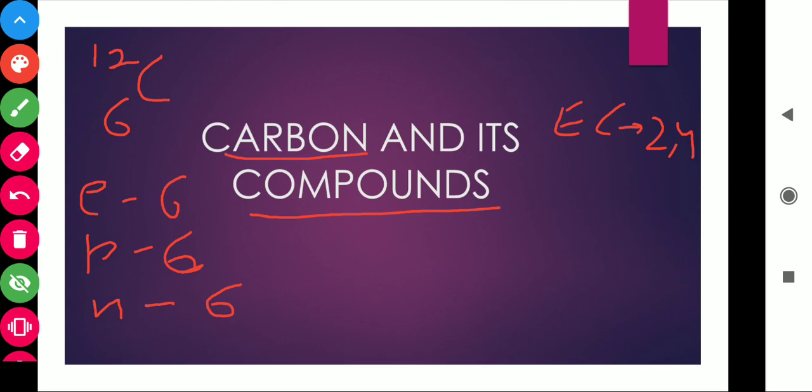Its position in the periodic table: if we talk about period, 2 shells are there, K and L, so it is in the second period. And if we talk about group, there are 4 electrons in the outermost shell, so it is in group 14. Let's learn how it forms different compounds with atoms of different elements.